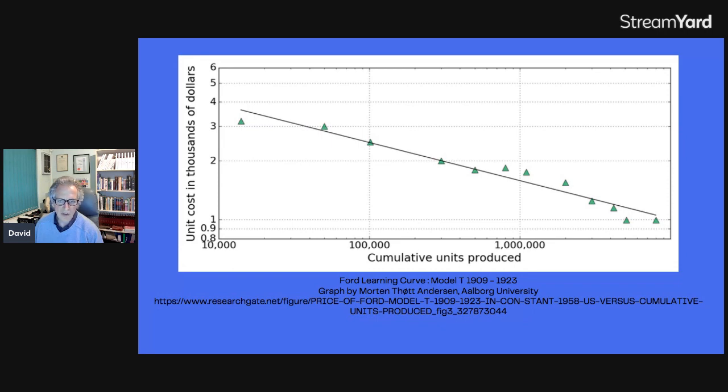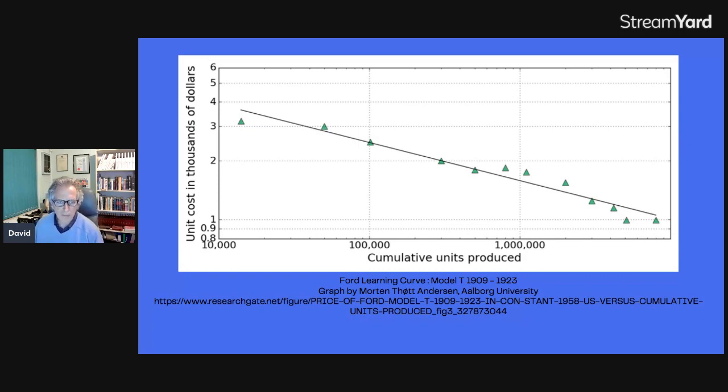And by the time we get over here, let's say this is 10 million, so now we've gone from 100,000 to a million, that's 10 times. And then from a million to say 10 million, we've gone down to $1,000. So when Henry Ford started in 1909, making 10,000 cars a year, they were costing about $3,000 a car. And 14 years later, making, say, 10 million cars a year, the price had come down to $1,000 a car. And how did he do this? How did he bring the price down all the time in this learning curve?